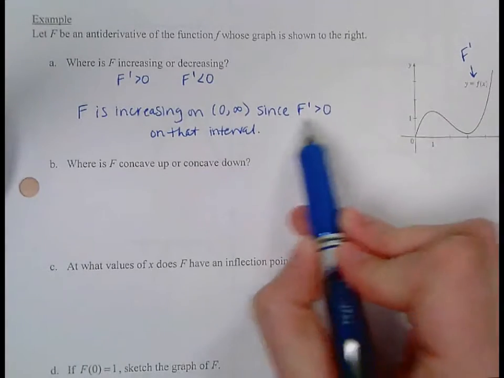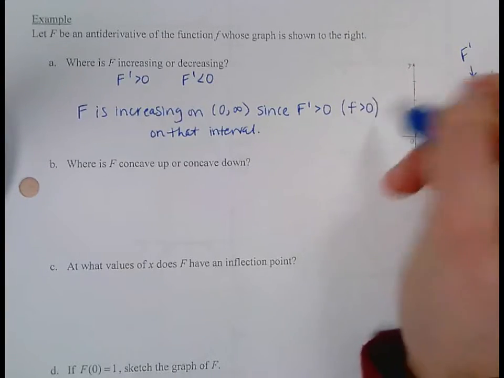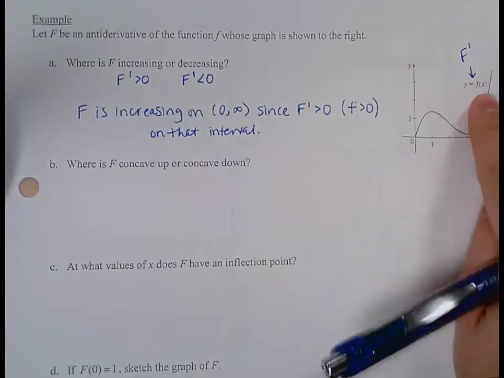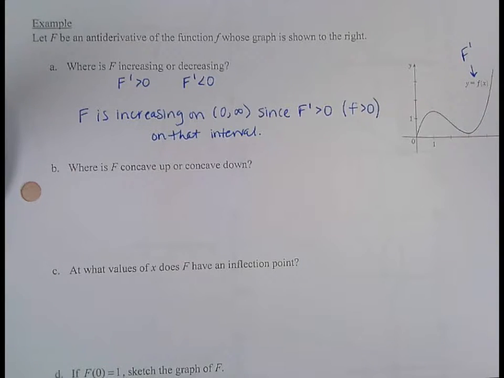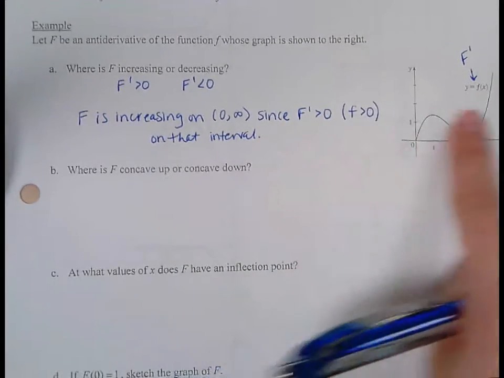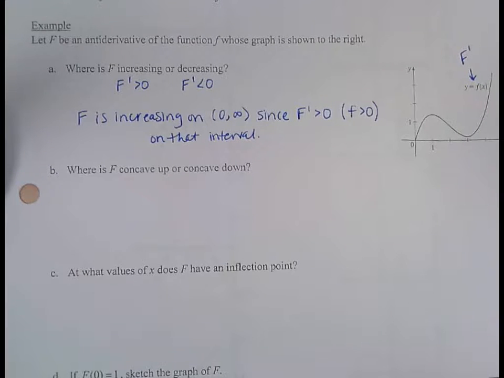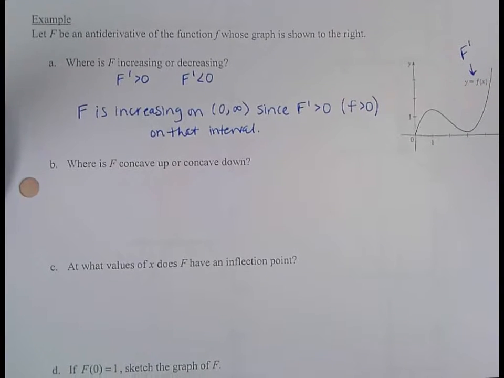And actually, I could have stated, since capital F prime is positive, this means lowercase f is positive, since we were given the graph of lowercase f. So just tying in, I'm thinking ahead to justifying with AP questions, tying in that you know lowercase f is the derivative of uppercase f. So then, any questions on A? The derivative is positive, the original function or the antiderivative is increasing. Derivative is negative, antiderivative is decreasing.